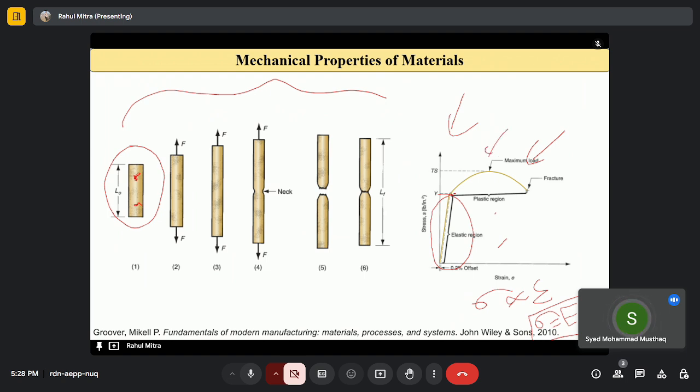For example, if I take aluminium, then it has this stress strain curve. At first, the material will pass through the elastic region. In the elastic region, there is only elastic deformation. There is no plastic deformation. The material just expands, and once we release the stress, the material will get back to its original place.